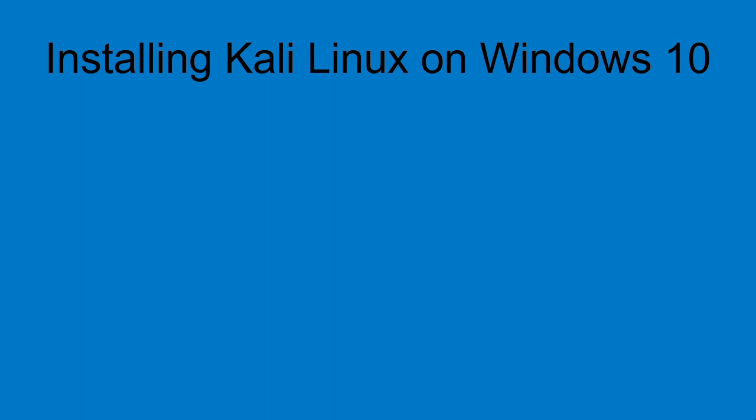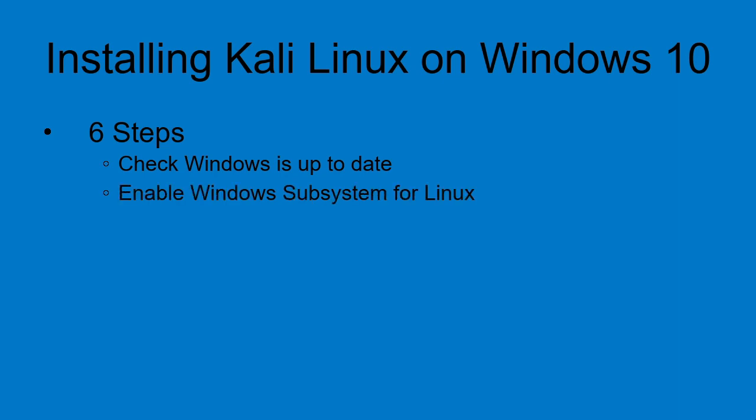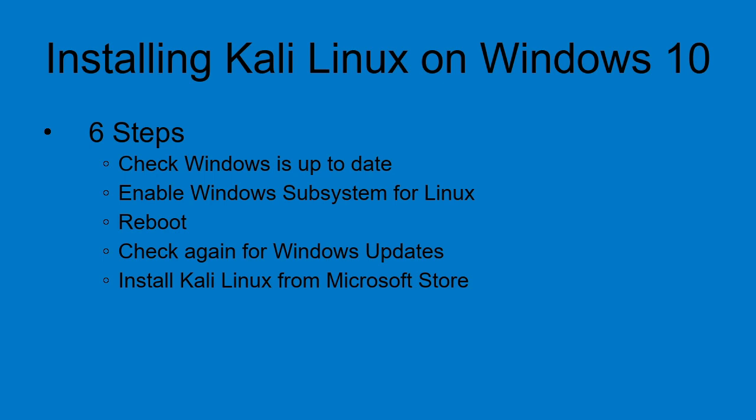In this video, I will show you how to install Kali Linux on Windows 10. There are 6 basic steps. First of all, check that Windows is up to date. Then enable Windows Subsystem for Linux. This will involve a reboot. After the reboot, check again for any new Windows updates. Then install Kali Linux from the Microsoft Store. And the final step is to update Kali Linux with the latest packages. Let's get started.